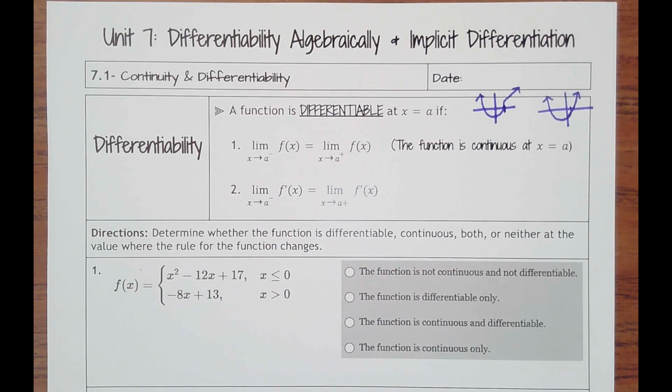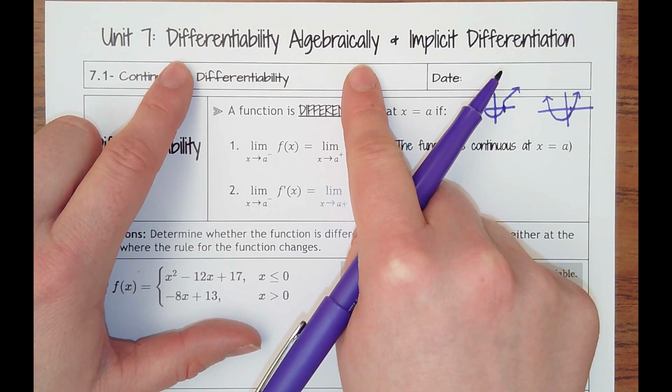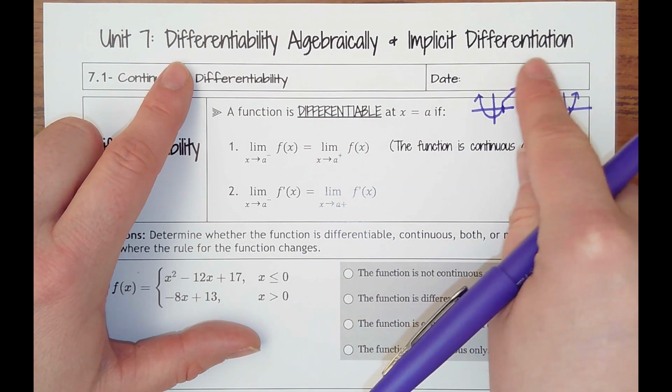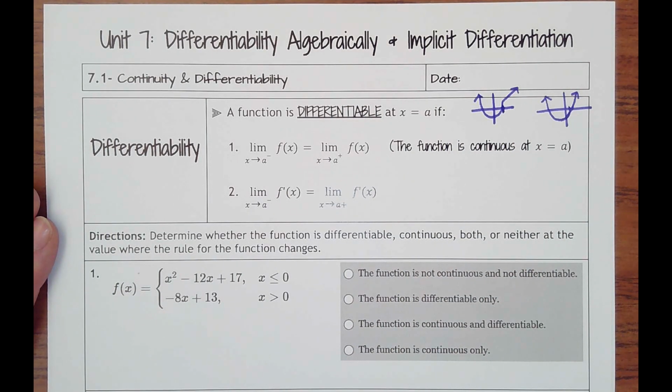Unit 7 is going to be about differentiability algebraically and implicit differentiation. This piece right here is very short. There's only going to be 3 lessons on this. I just went ahead and squeezed it with implicit differentiation, which is going to be the bigger chunk of this unit. And so 7.1 is just talking about really what differentiability is.